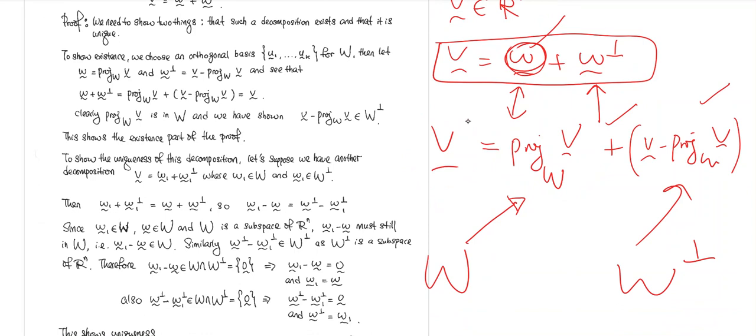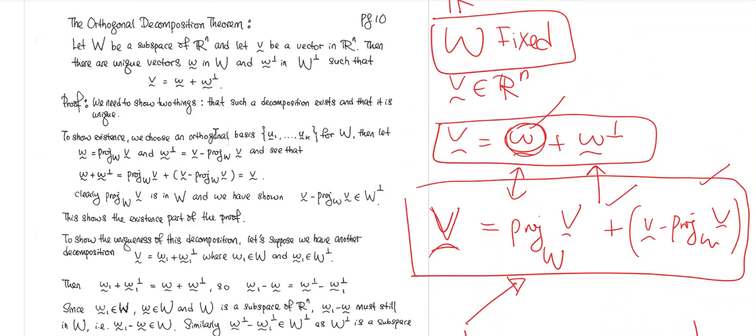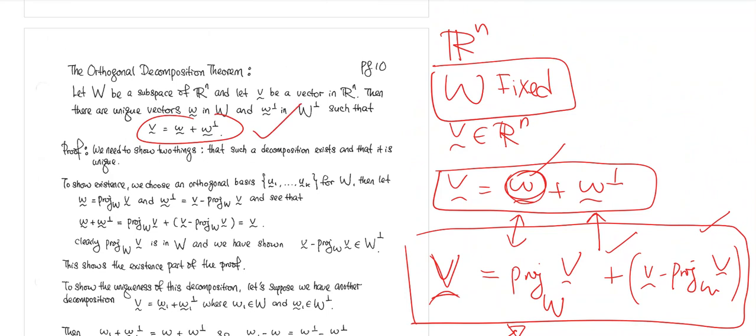So the decomposition theorem says that you can do it. You can find a vector which is from W and another vector which is from W perp, and V will be the sum of those two vectors. That is what we have shown. We have shown that this is possible.